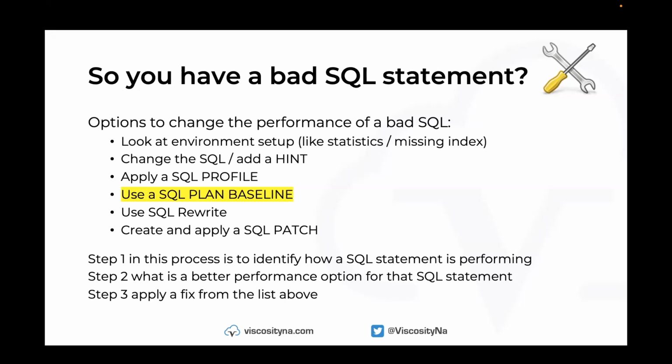So those are the ways, once we know how to make a statement run better, that we can apply that fix so it runs better. The general steps are: 1 is to identify the statement that's running poorly, then 2, figure out how to run it better, right? Maybe, like I said, use that index or something, and then 3, apply one of these fixes.